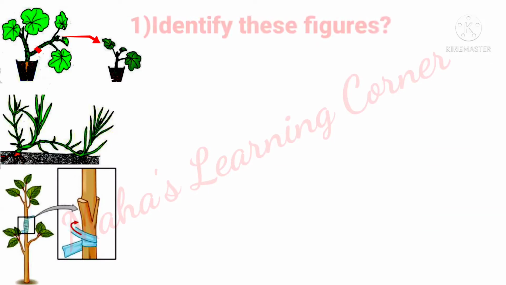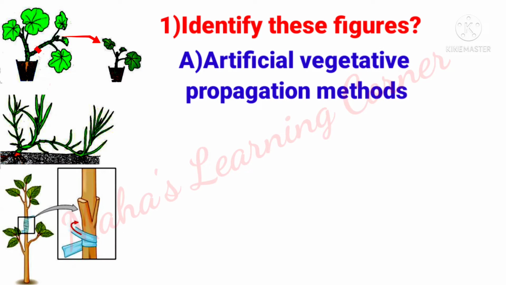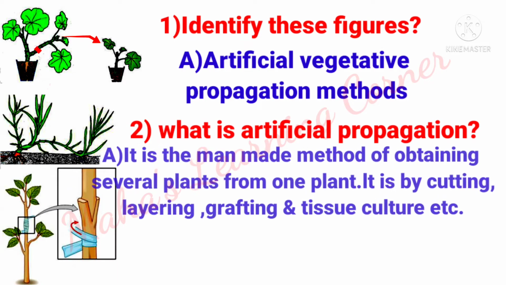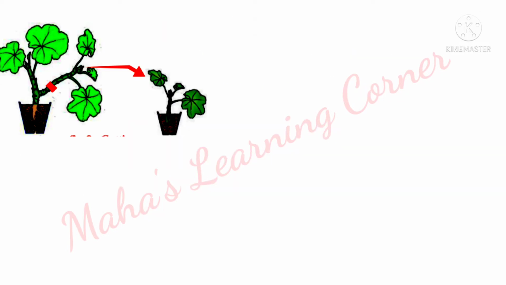Next figure, identify these figures. Correct answer, artificial vegetative propagation methods. Second one, what is artificial propagation? It is the man-made method of obtaining several plants from one plant. It is by cutting, layering, grafting and tissue culture, etc.